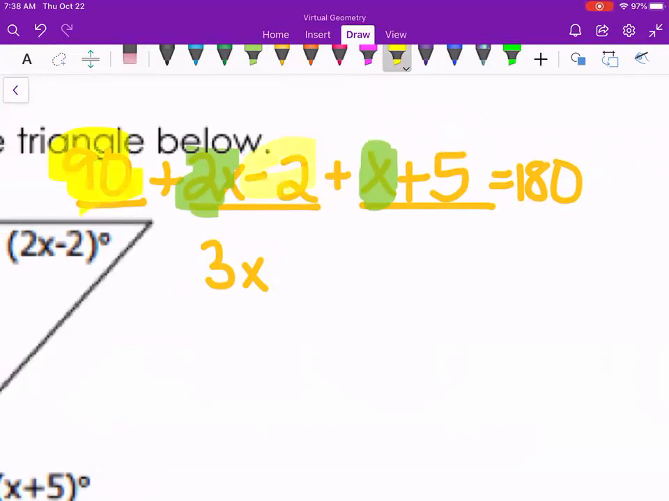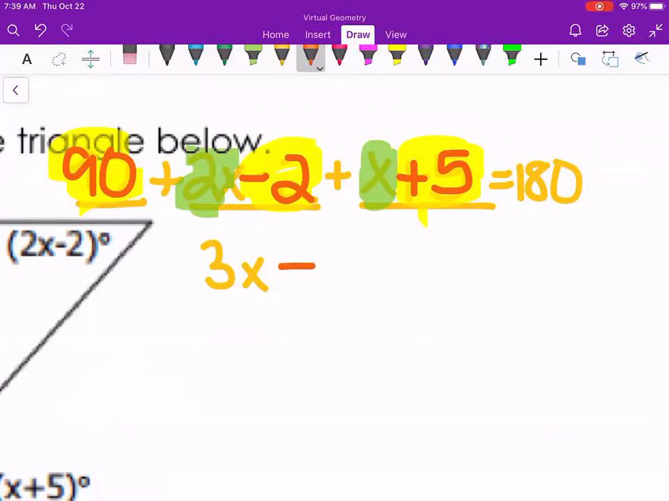So our 90, the minus 2, and the plus 5. So let's see what we have there. Just going to rewrite that so we can see it better. All right, so 90 take away 2 gives us 88. 88 plus 5, 93. So plus 93 is equal to 180.